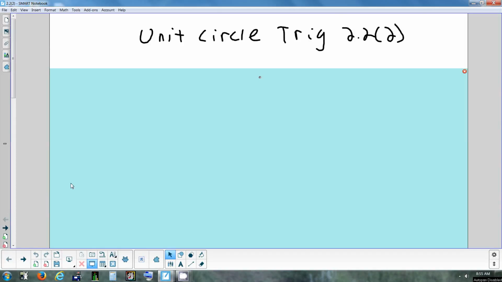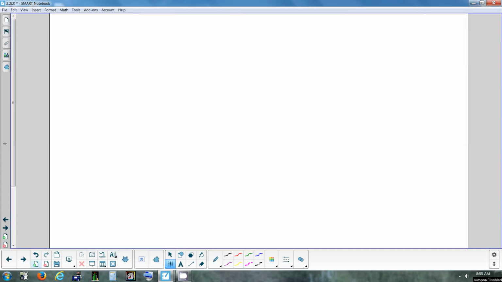All right, so today we'll continue looking at unit circle trig. We're still in the same section as yesterday, just part 2. Yesterday we looked at the unit circle, and you were able to figure out the coordinates for the 4 quadrantal angles. Just as a reminder, let's go through those.